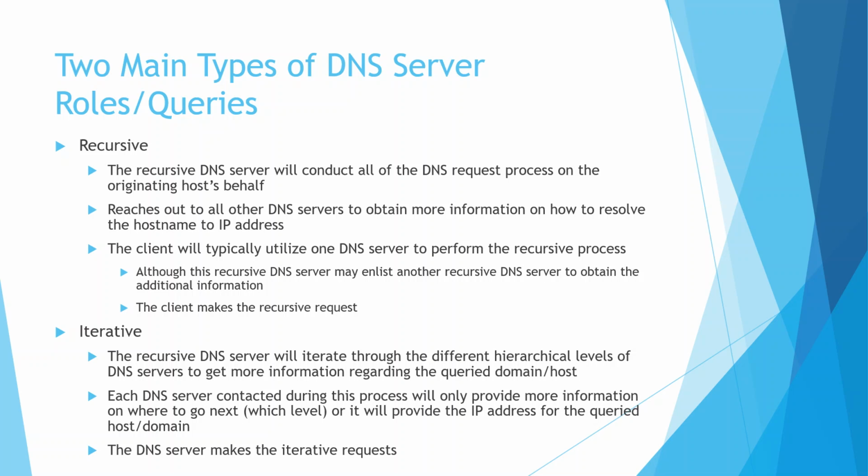And then you have iterative. The recursive DNS server is going to iterate through the different levels of DNS servers, getting more information on how to find that host or domain and map that host name to an IP address. Each DNS server contacted during this process only has more information on where to go next. For instance, COM is only going to have information on how to get to Google. Google's DNS server is not necessarily how to get to www.google.com. We'll see that here in just a moment.